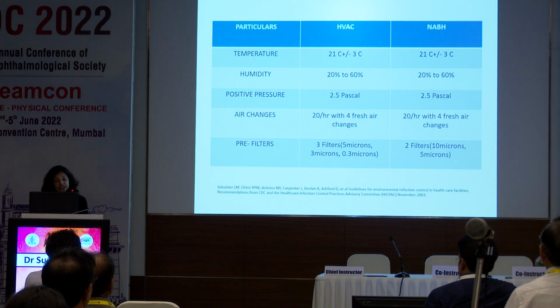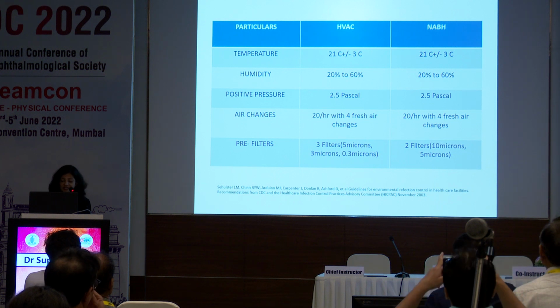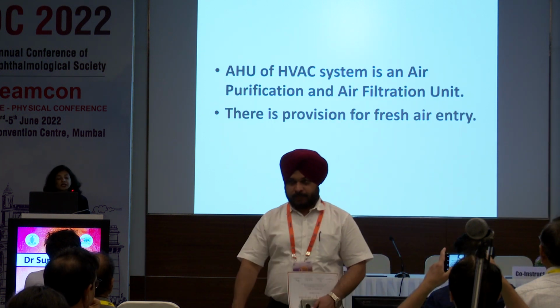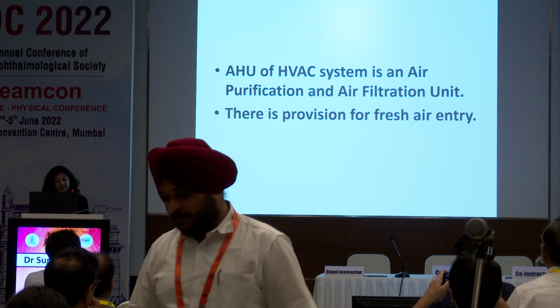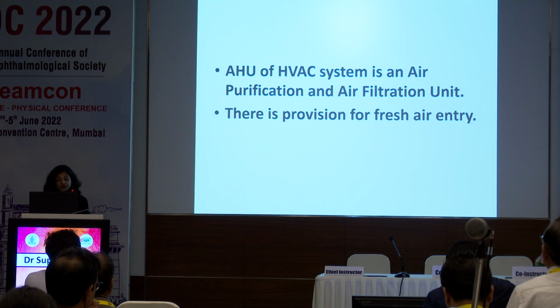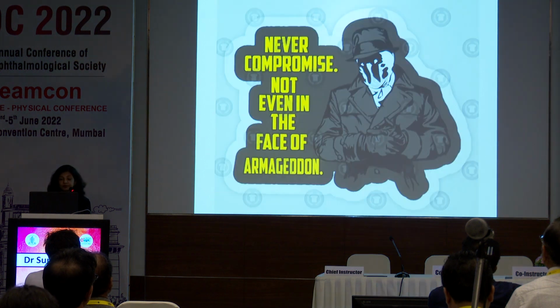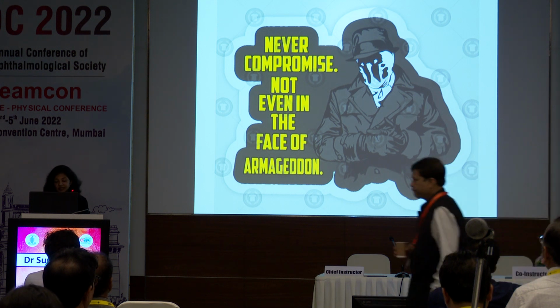There must be at least 20 air exchanges in an hour, out of which 4 must be fresh air exchanges. The unique thing about AHU of HVAC is that it is both an air purification and air filtration unit, and there is a provision for fresh air entry, which is not feasible in window ACs and split ACs, as these are purely recirculating units and they have convenient pockets of microbial growth which cannot be sealed. So if there is a financial constraint, do not compromise on air ventilation system. It's better to cut down on other things.